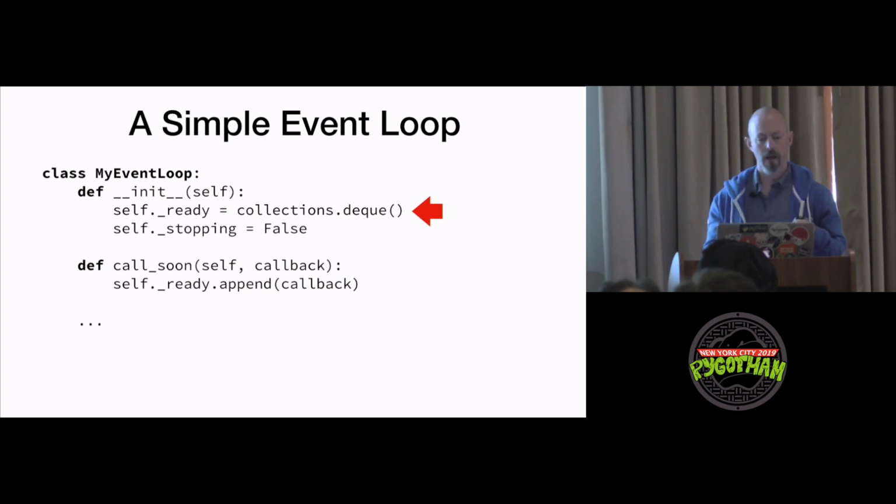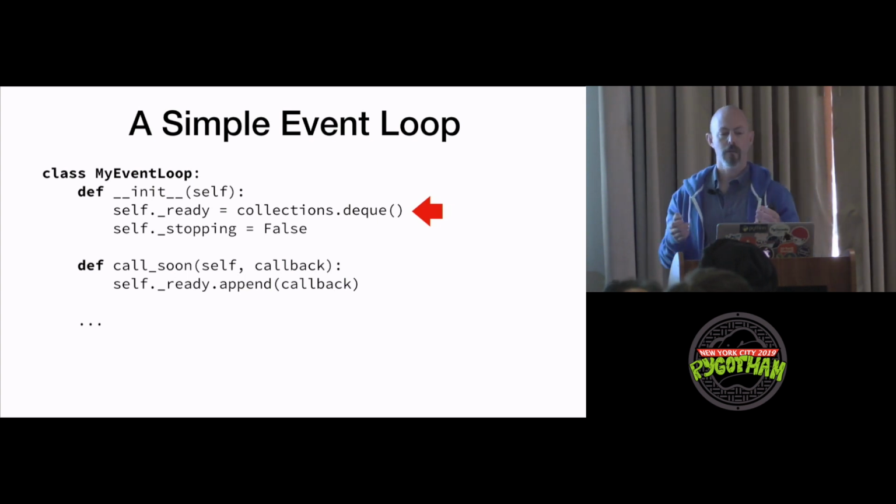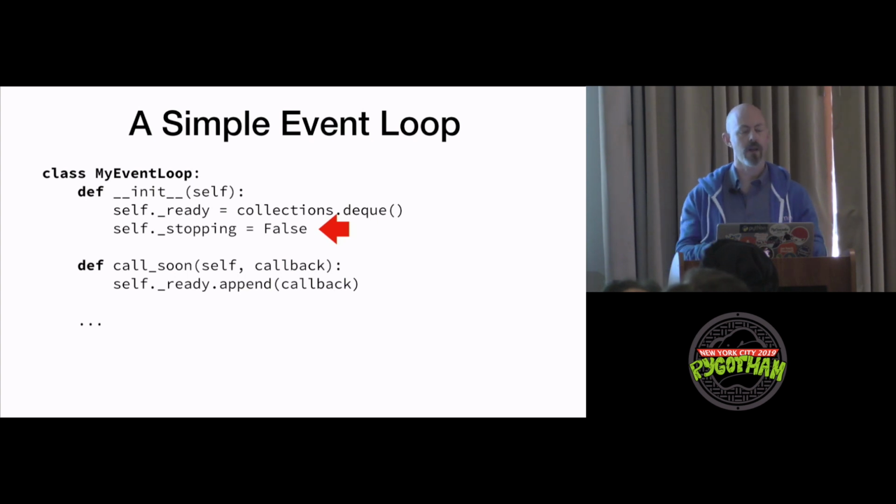We're using a deque from collections because we're going to be popping things off at the front of the queue, and lists are really inefficient at that. Then we've also got a flag that just says we're not stopping at the moment. We haven't been asked to stop. So then we create a public method called callSoon.